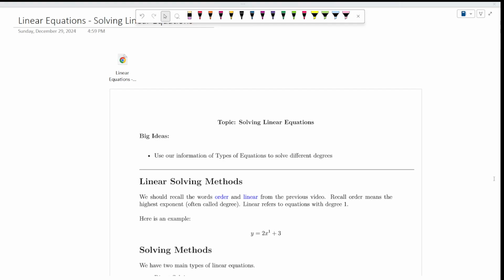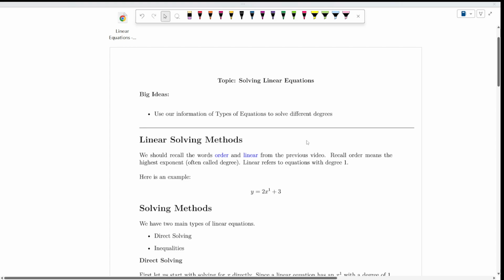Okay, so this is Mathematician Jeff again, continuing from our last video where we were looking at types of equations. We're now going into solving linear equations. The goal is to go through each level, and we're going to see how we can solve different degrees of polynomials. Right now we're starting off with linear equations. I'm going to show you how to solve some equations today.